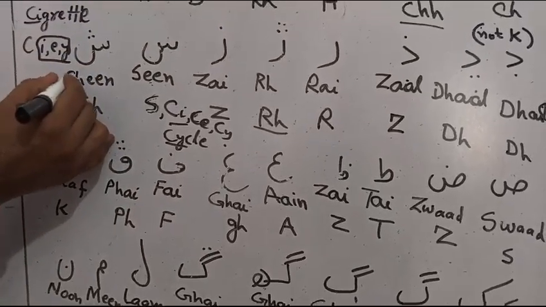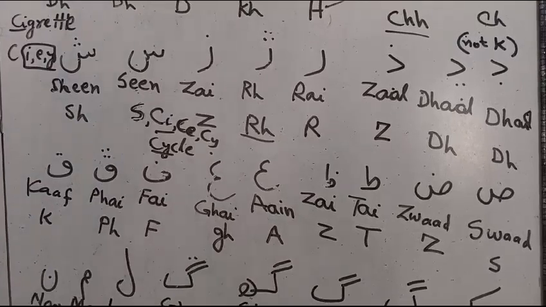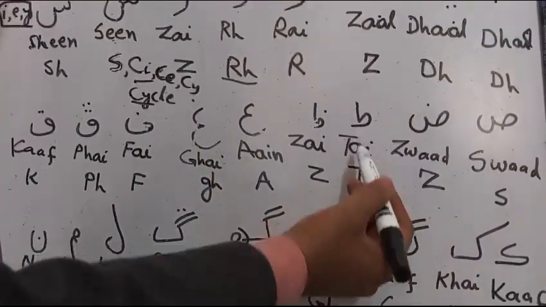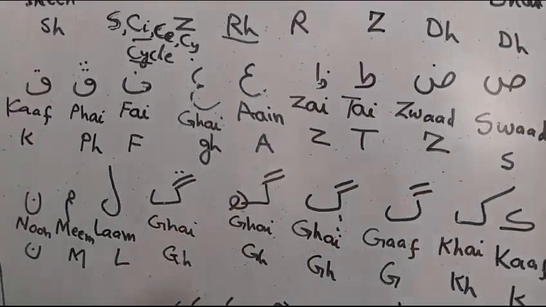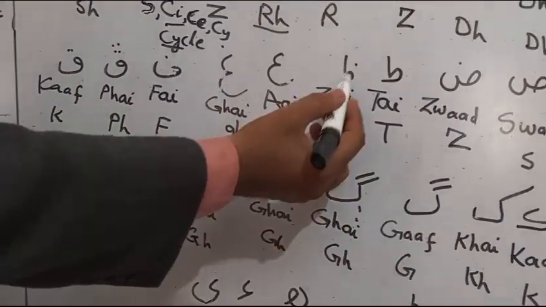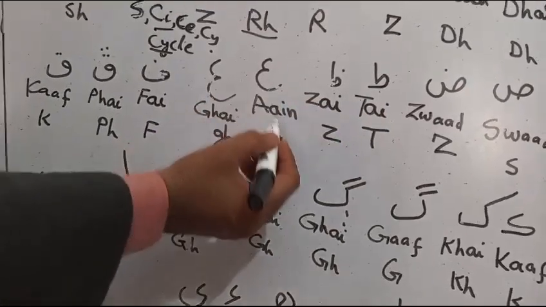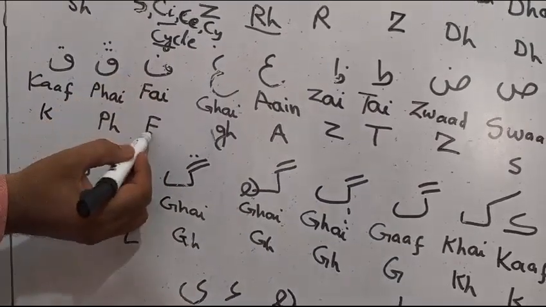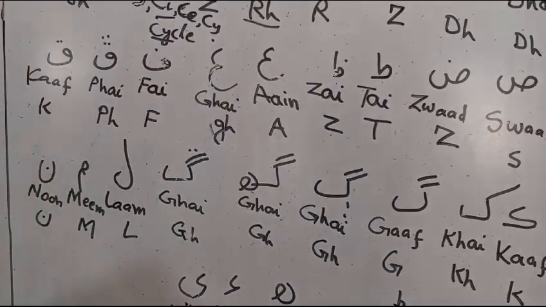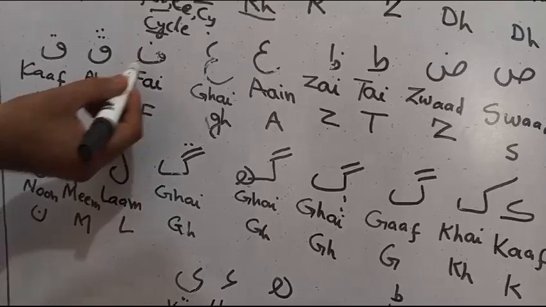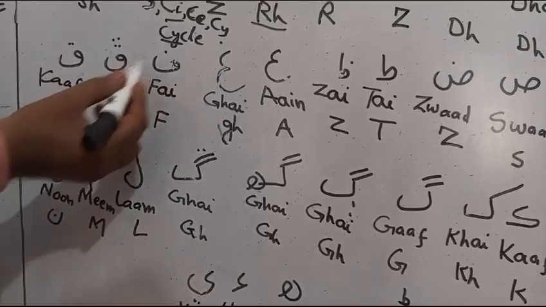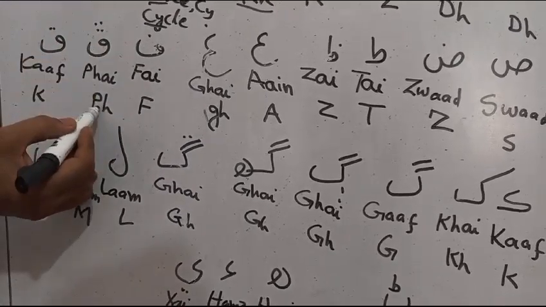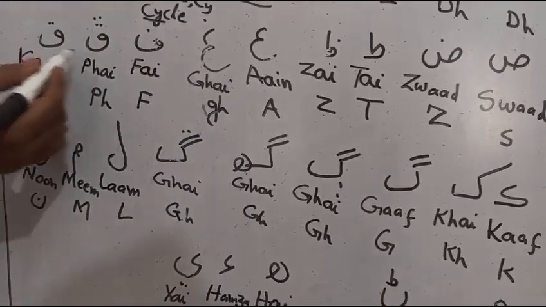Sheen, in English we use SH. Now come here, Zohar, S is used. Zohar, Z is used. Toa, T is used. Zoa, Z is used. Ain, A is used. Gain, GH is used. Fe, F is used. For example, fan, we use F instead of this Sindhi letter Fe. Pe, we use PH. This is a heavy sound.